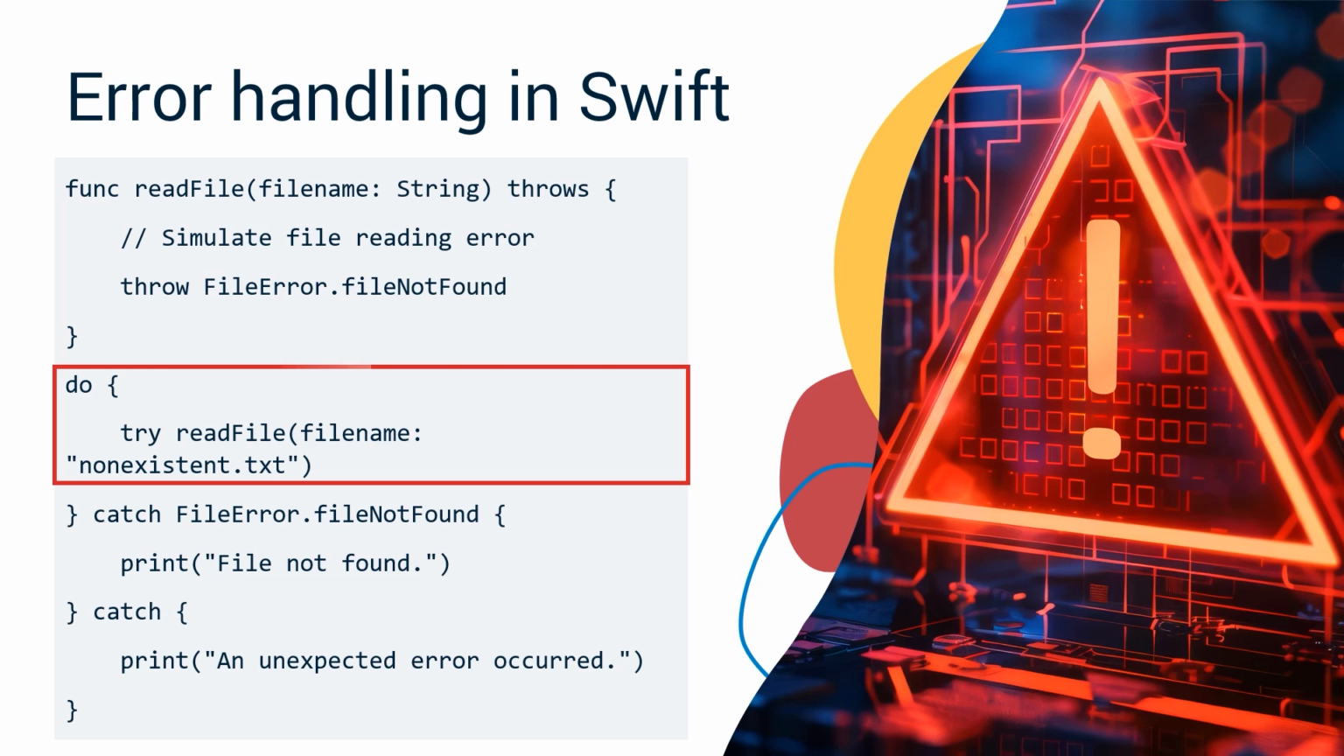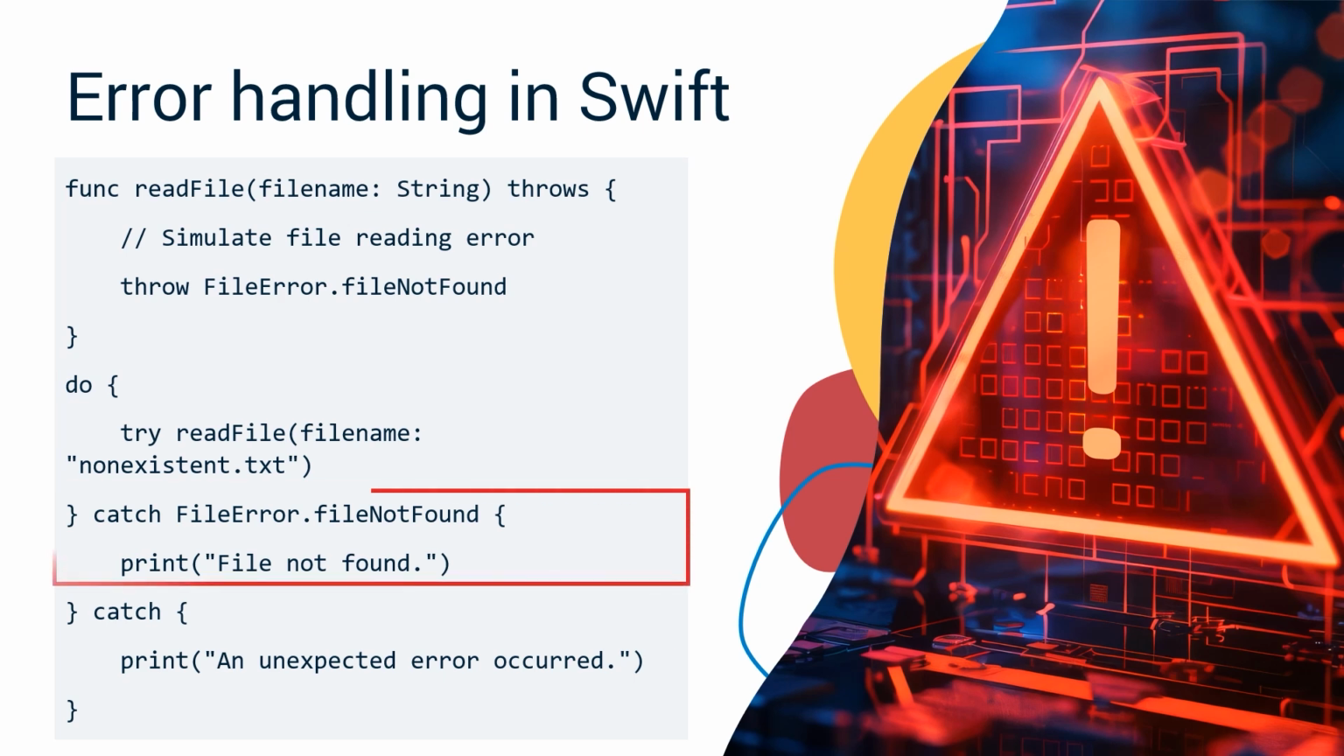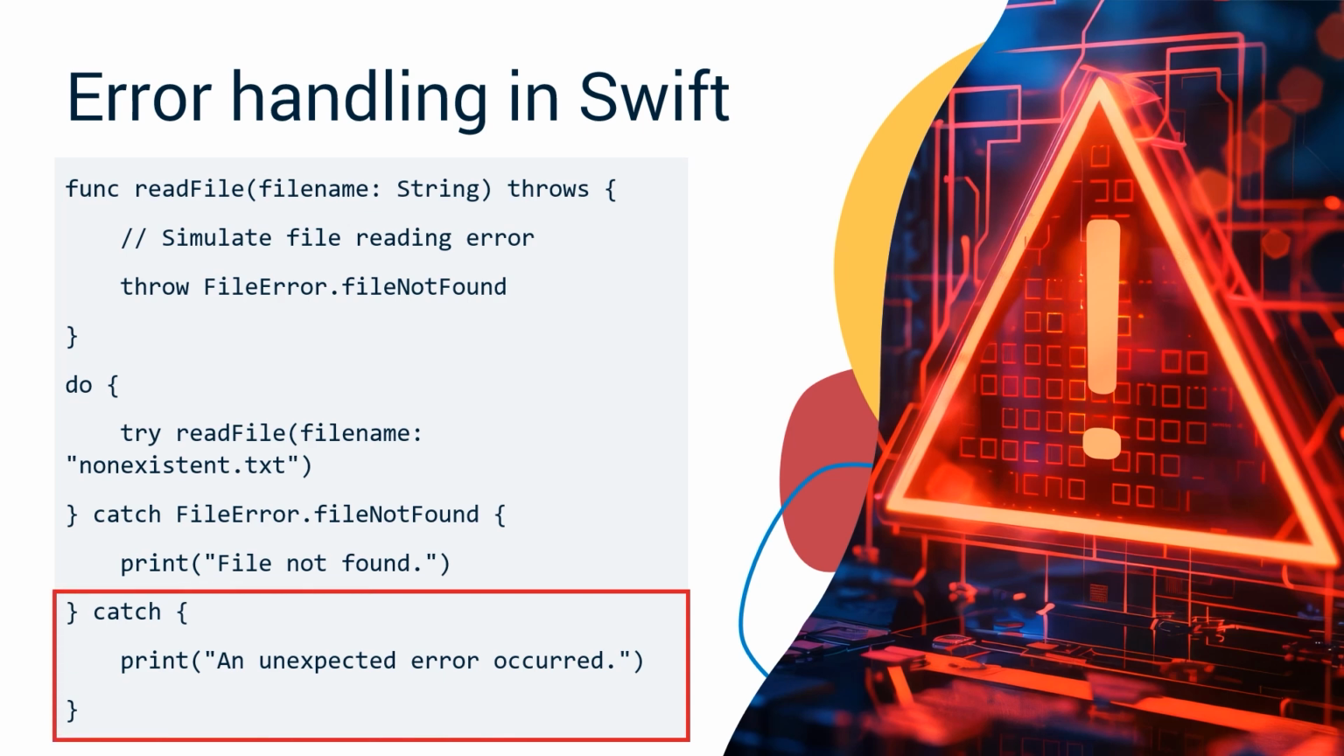If an error is thrown, the first catch block matches the specific file error.file not found error, and prints file not found. The second catch block handles any other unexpected errors that do not match the specific file error.file not found error, and prints an unexpected error occurred.